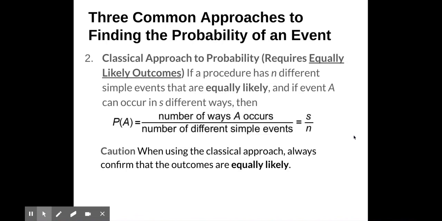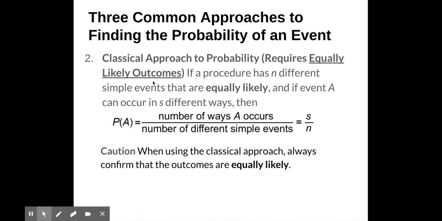Next one, the classical approach. This is the most common way that we do things. And this is where we simply take the number of ways event A can occur and divide it by the total number of different possible outcomes. Now, this requires something very specific, and this requires us to have equally likely outcomes. What that means is the chance for every outcome to happen is the exact same.